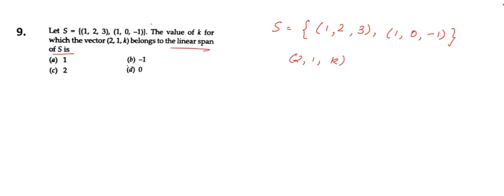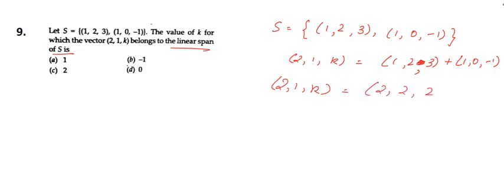So here we can say that (2, 1, k) is equal to (1, 2, 3) plus (1, 0, -1). So solving this we get (2, 1, k) equal to (2, 2, 2). So our value of k will be 2. So our answer to this question will be option number C.